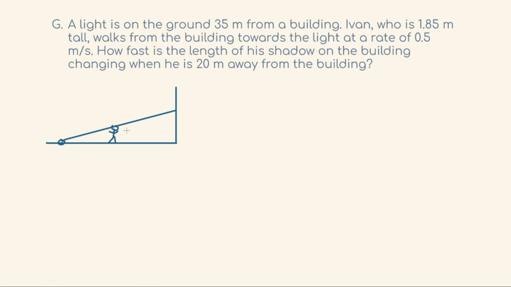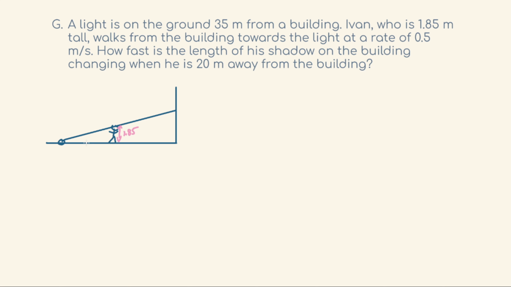And what do we know? Well, we know for sure that his height is going to be 1.85. And that's not changing throughout the question. So we can just slap that on there. We don't have to use a variable like y or z. Okay, it's constant. And he's walking towards the light.